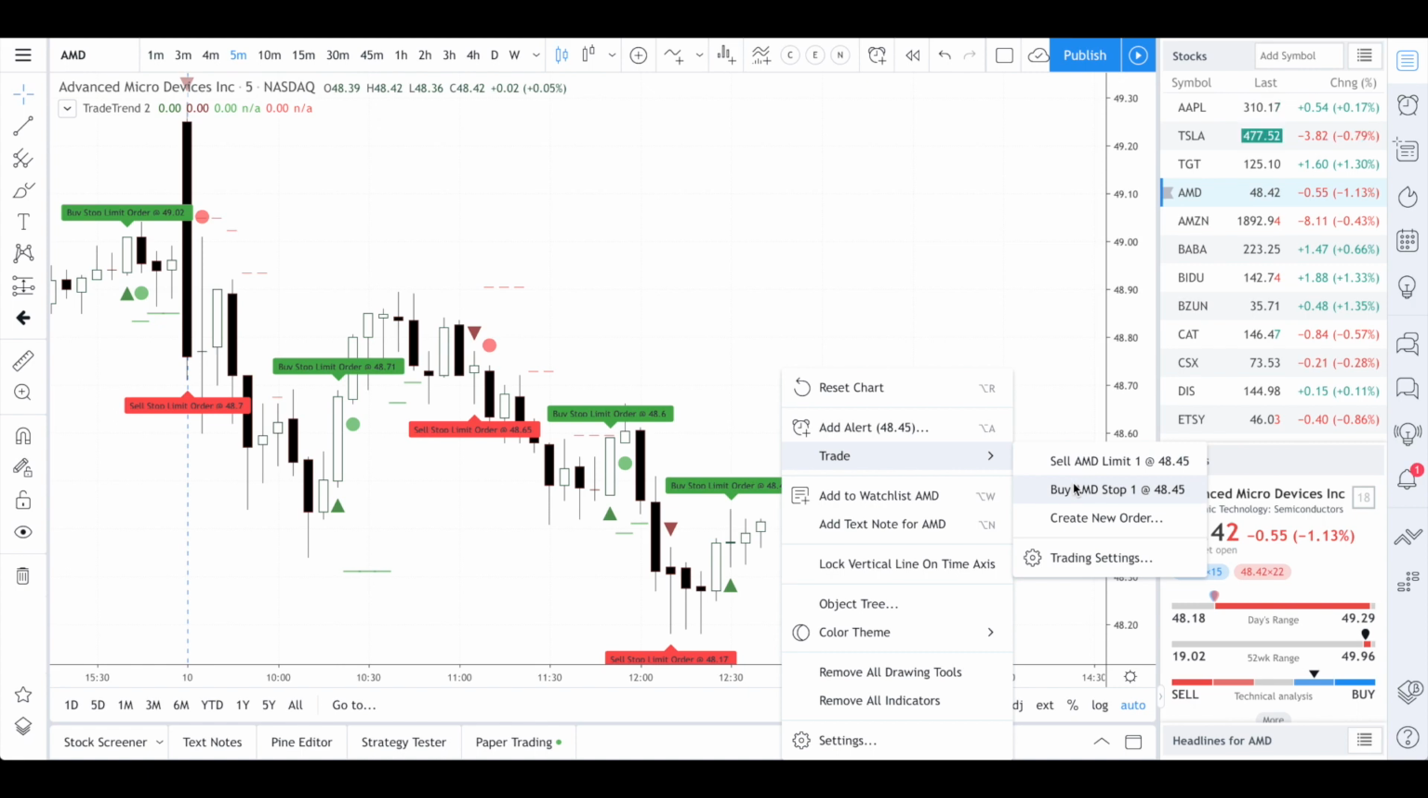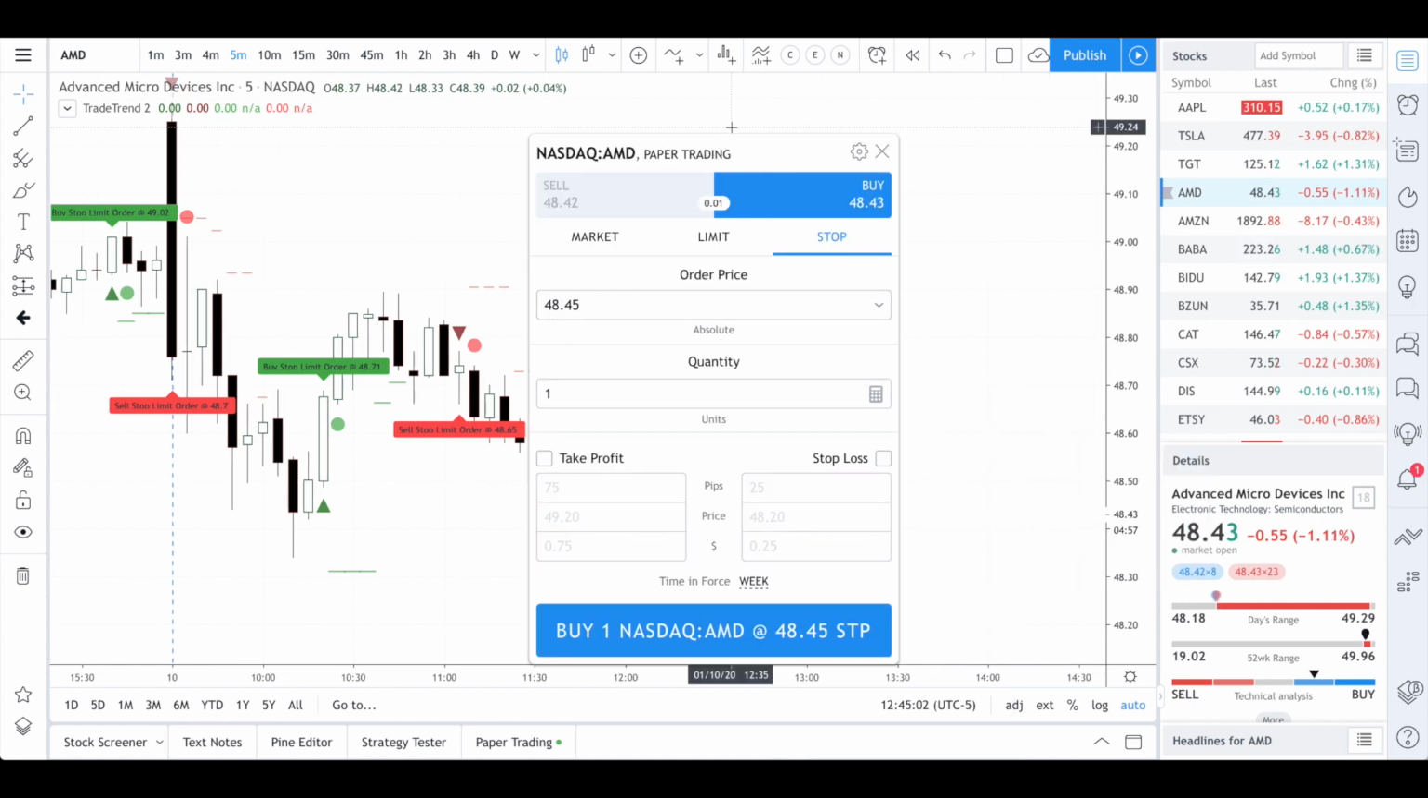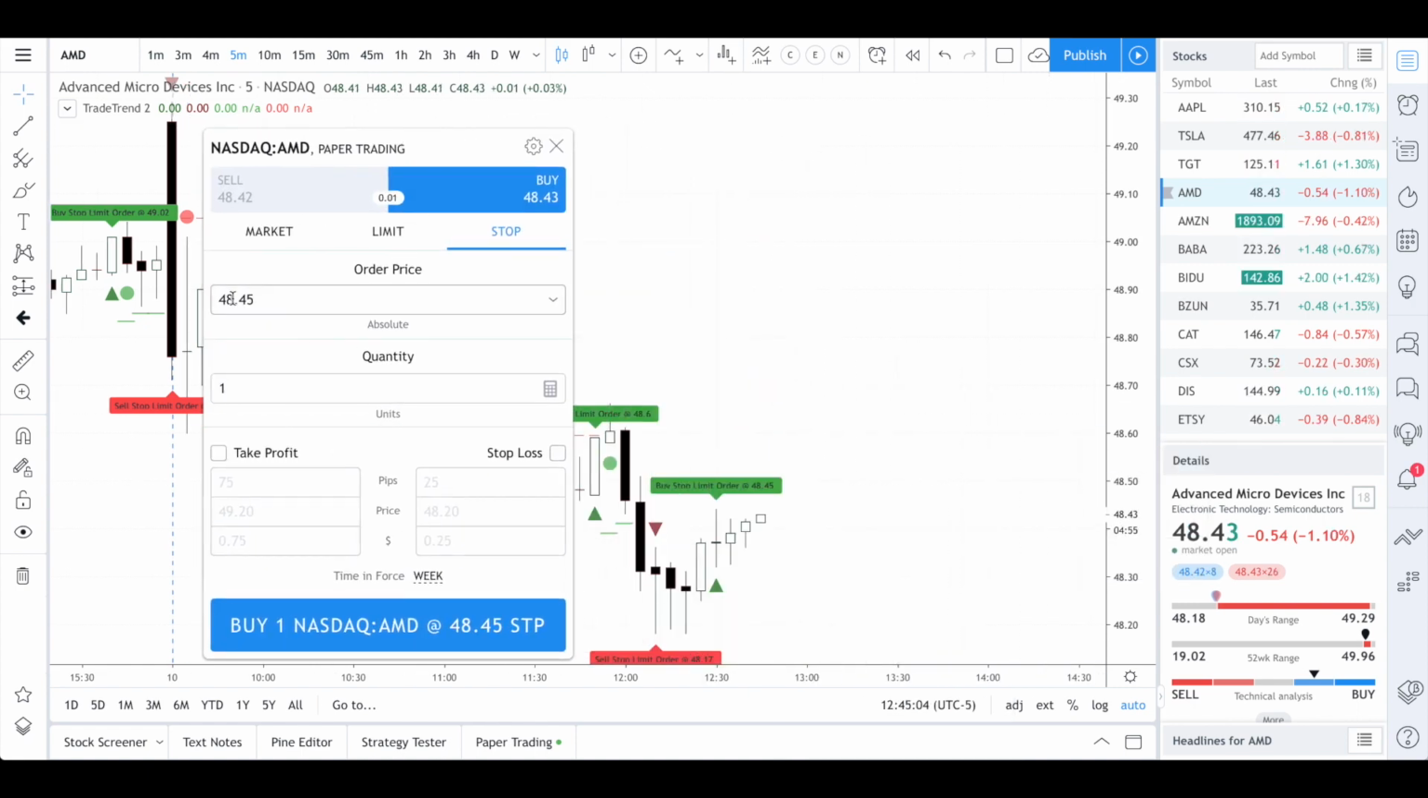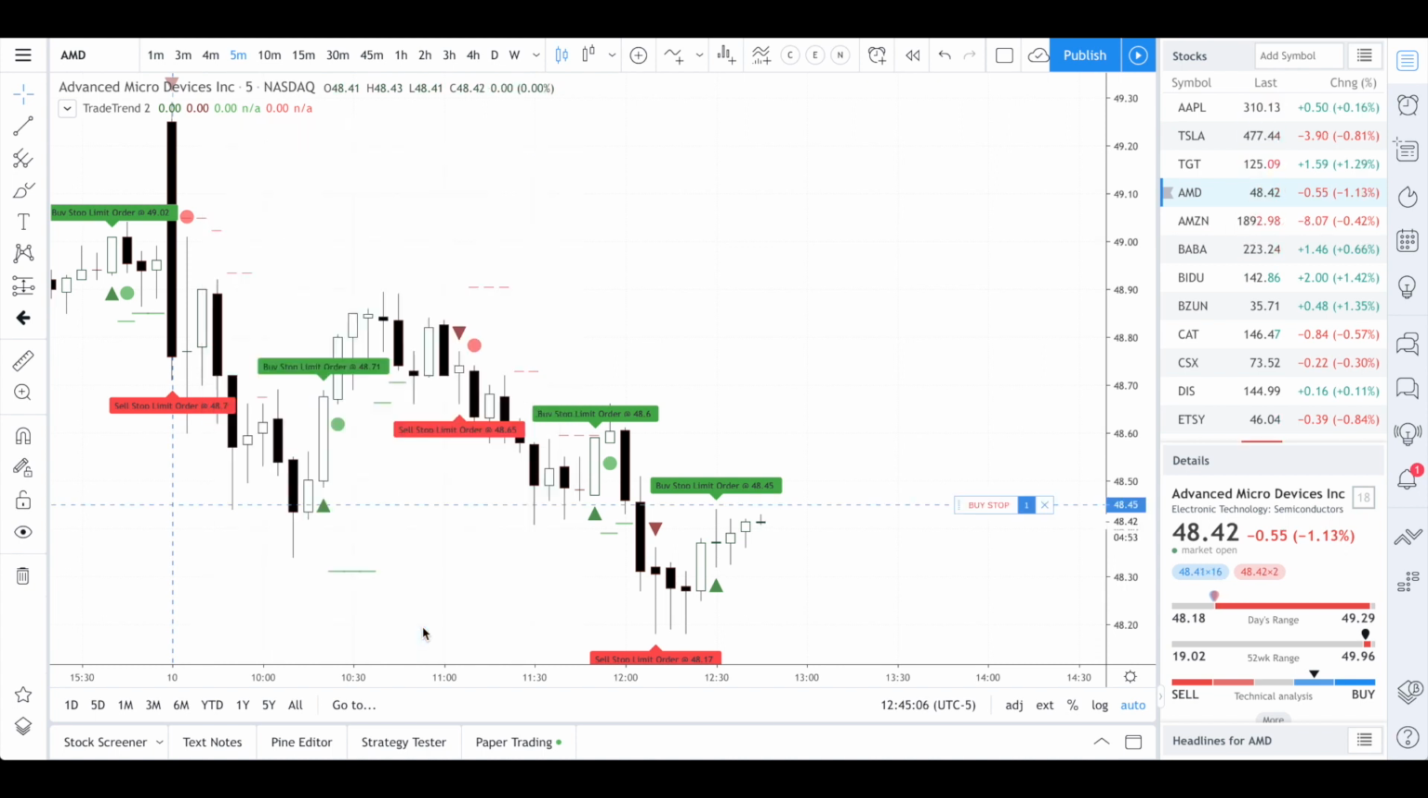triggered into it. So I'm here in TradingView, and I'm going to put this order in. So let's buy one share, and we'll see what happens.